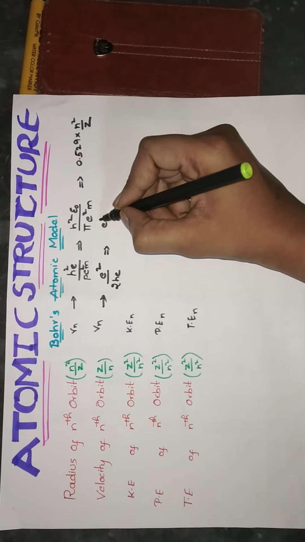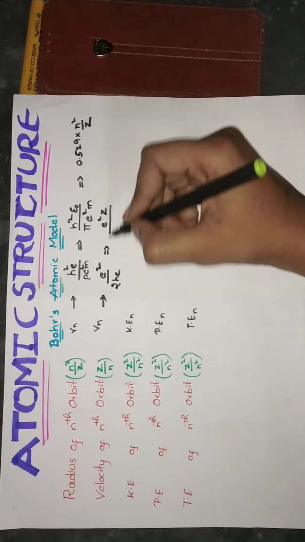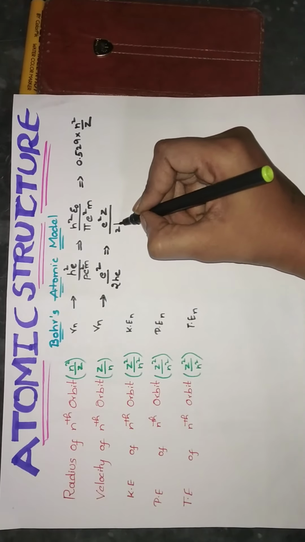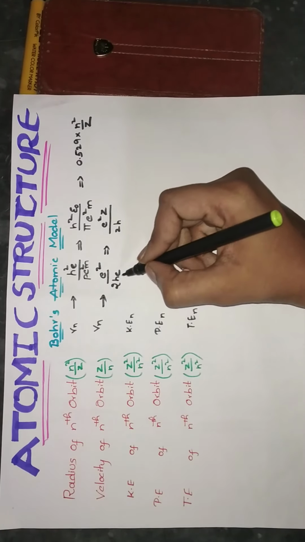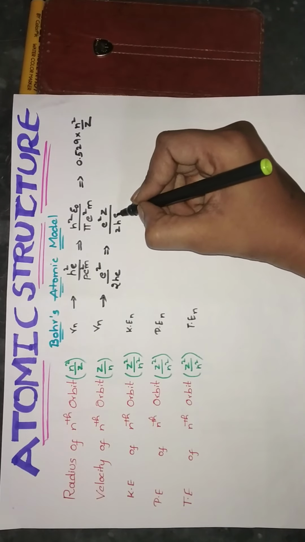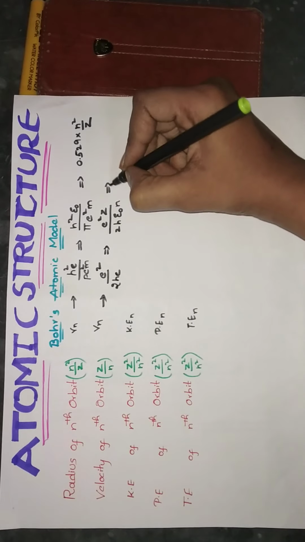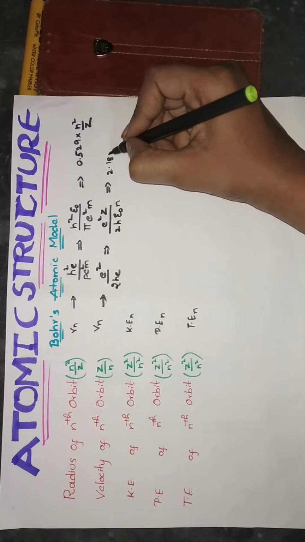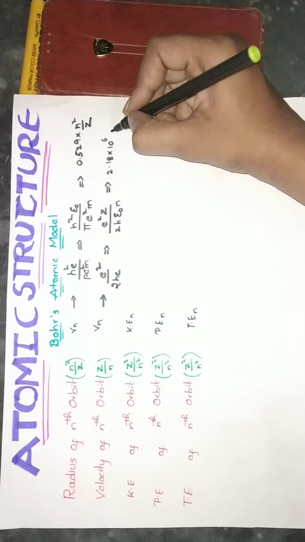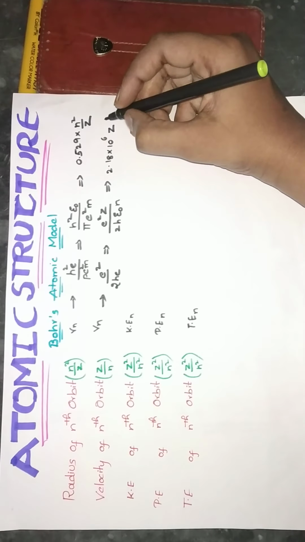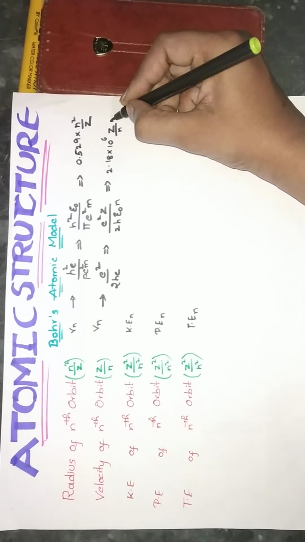e square Z by 2 h, Planck's constant. e is not squared here, so it will become epsilon naught into n. And its value is 2.18 into 10 power 6 Z by n meter per second.